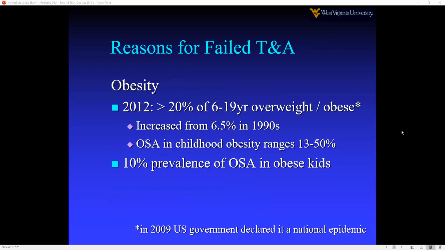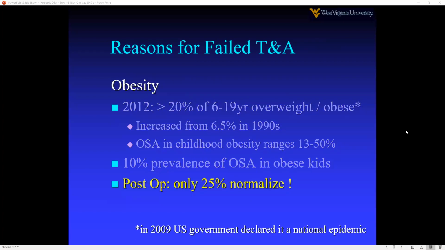And then obesity, 20% of this age group is overweight or obese. And so obstructive sleep apnea has 10% prevalence in obese kids. So it's more than twice, perhaps 3 times, that of the normal kid. And again, to emphasize, postoperatively, maybe only 1 out of 4 normalize with a tonsillectomy.